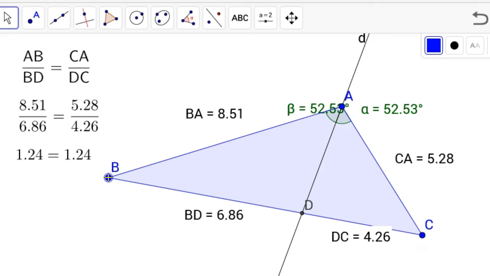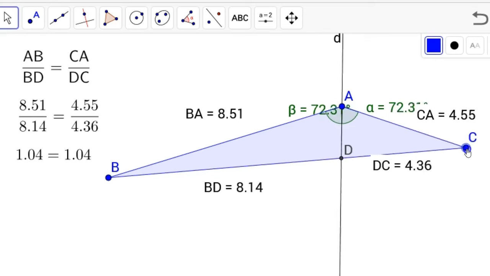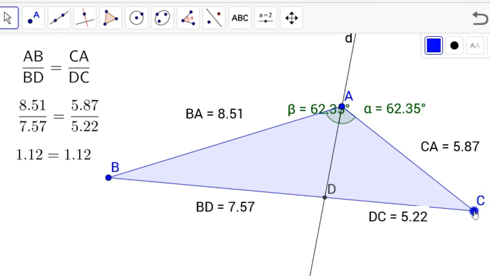So there you have it. It doesn't matter how I do this. AD still cuts the angle in exactly two pieces, and BA over BD is the same as CA over DC. So that's what it is.